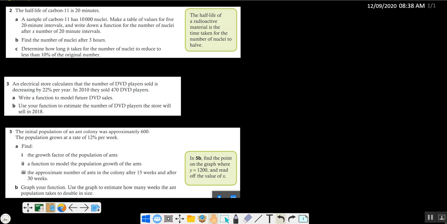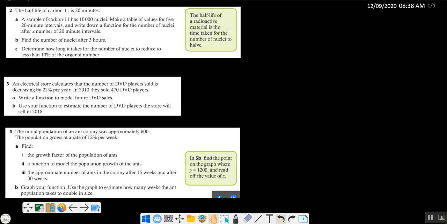So what about the question is causing the first problem? The biology term. I'm confused as to why. So the half-life of carbon, now it tells you over the side here, look. The half-life of a radioactive material is the time taken for the number of nuclei to halve. That's what I was talking about yesterday.